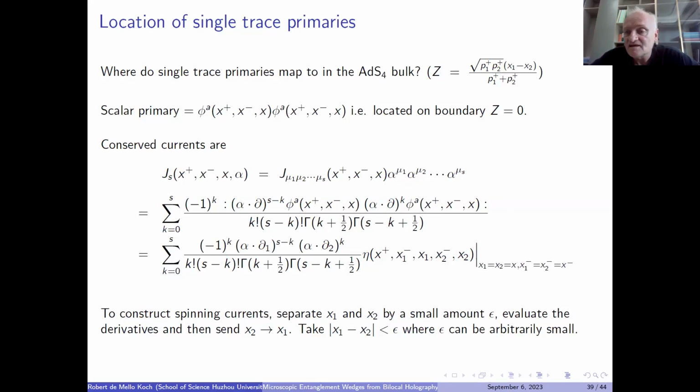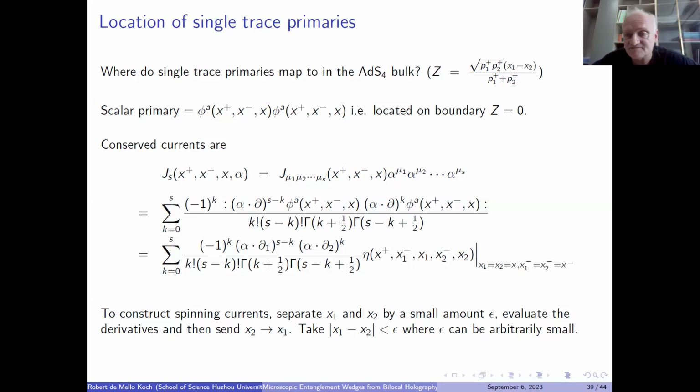So to really see what the holography of information is saying in the CFT, it's useful to ask, where do the single trace primaries map to in the AdS4 bulk? And I want to remind you that the holographic coordinate z is some factor multiplied by x1 minus x2, where x1 is a location for the first field in the bilocal and x2 a location for the second field in the bilocal. Now, the scalar primary is given by contracting the two fields at the same space-time location. So it's given by setting x1 equal to x2. But if you set x1 equal to x2, then z is equal to 0. So the scalar primary lives at the boundary.